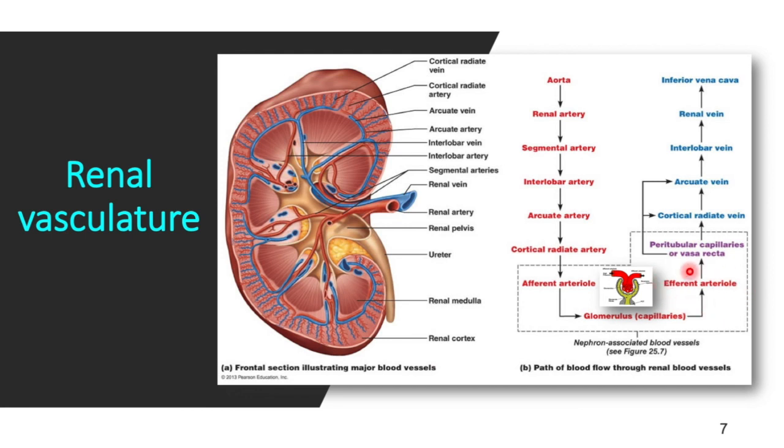And then blood will leave the glomerular capillaries via efferent arteriole, which is the second set of arterioles. From efferent arteriole, the blood will be delivered to a second capillary network, which is the peritubular capillaries, or also called vasa recta. So blood from the vasa recta will flow into cortical radiate vein, arcuate vein, interlobar vein, renal vein, and back to the inferior vena cava.